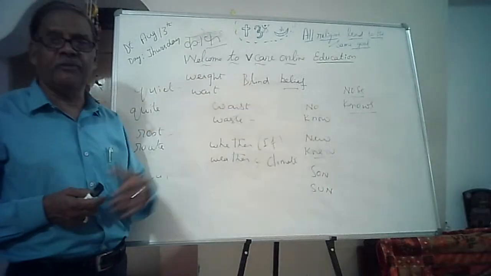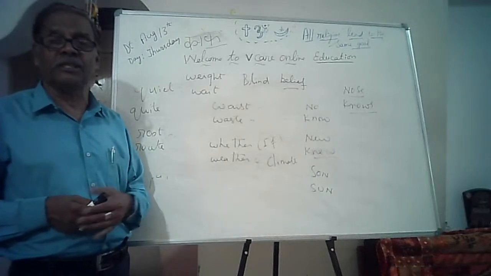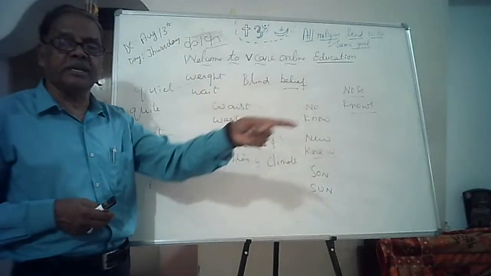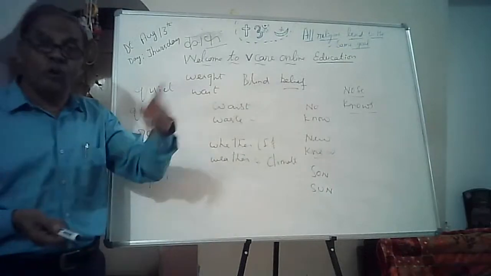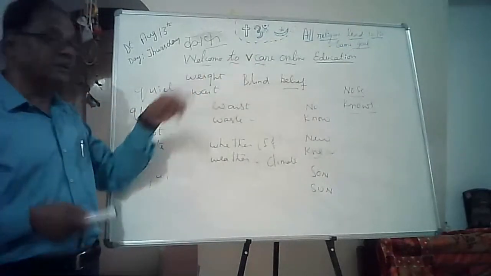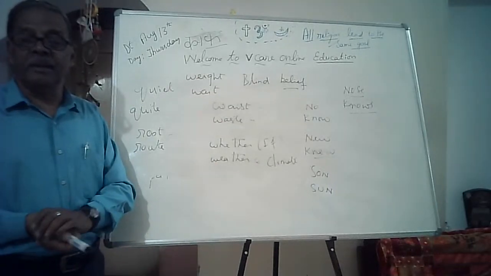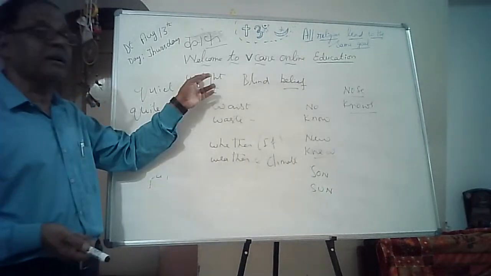What is the weight of the elephant? 5,000 kgs. What is the weight of African elephant? More than 6,000 kgs. What is his weight? What is her weight? Look at that. Weight. He is underweight. She is 45. He is 45. He is underweight.